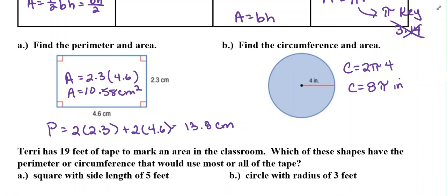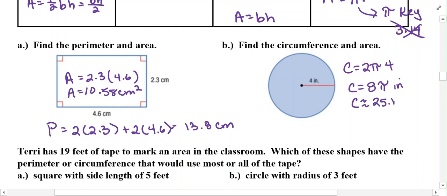But exact answers are going to be what a lot of math and a lot of science will call for as you progress through high school and college. Looking at the rounded answer, I would put 8 pi into the calculator, and I would get that it's approximately 25.1 inches. So there's our circumference.